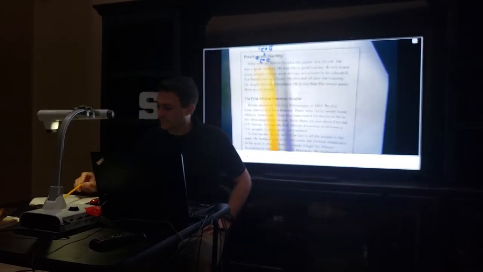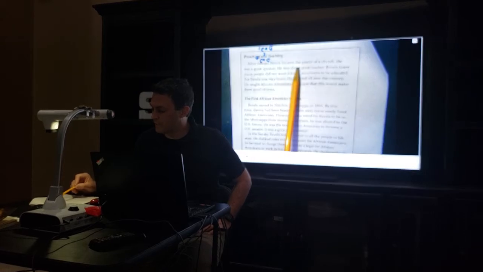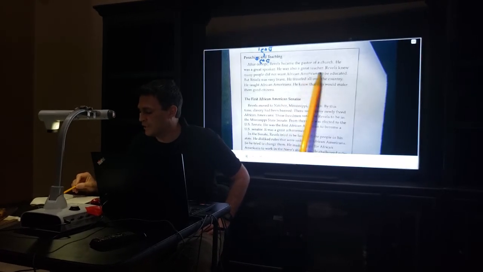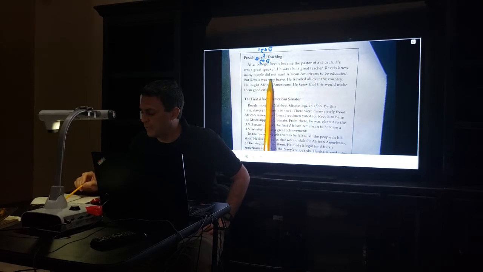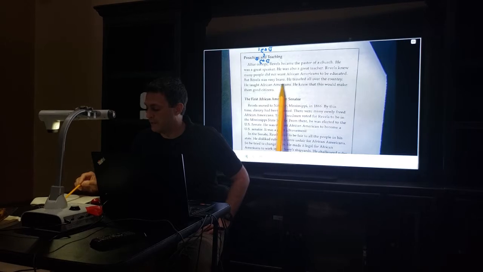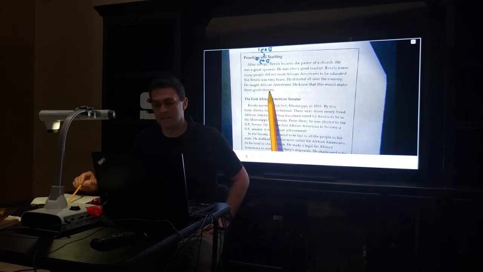Preaching and teaching. After college, Revels became the pastor of a church. He was a great speaker. He was also a great teacher. Revels knew many people did not want African Americans to be educated, but Revels was very brave. He traveled all over the country. He taught African Americans. He knew that this would make them good citizens.